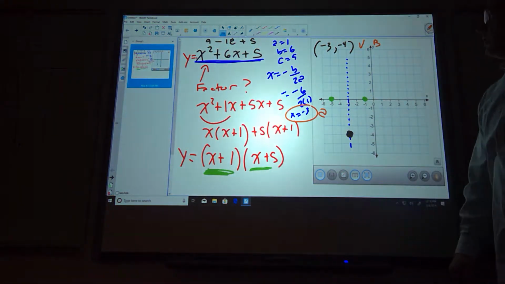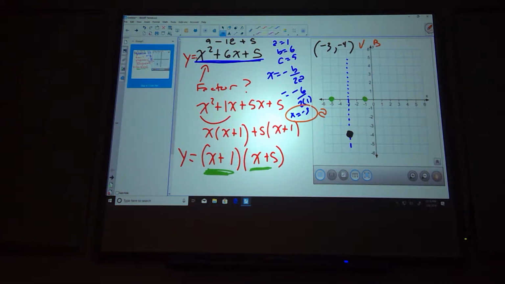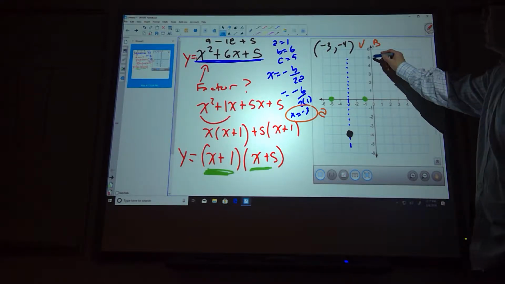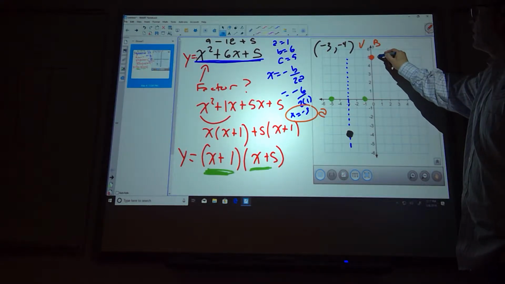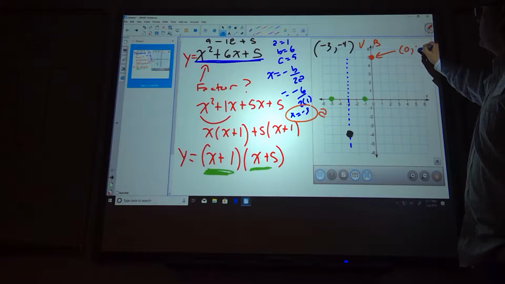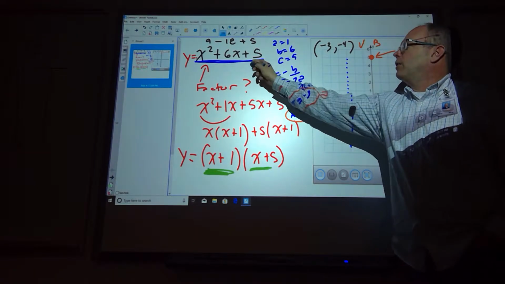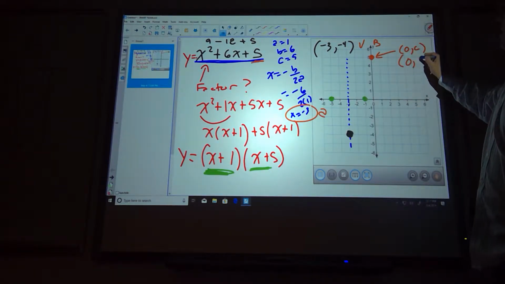The y-intercept. Now, a couple people struggled on the y-intercept up here. And I kept saying over and over, what's the y-intercept? 0, comma what every time? C. What's my C value? 5. My y-intercept is 0, comma 5. So that's 0, comma C. And you get C from standard form. So in this case, it will be 0, comma 5.